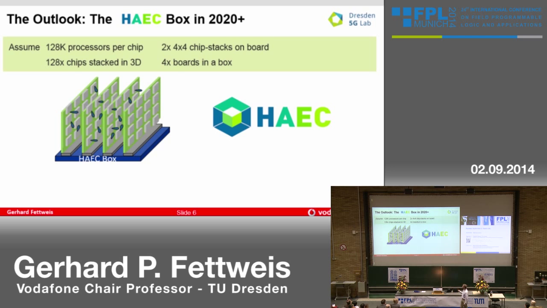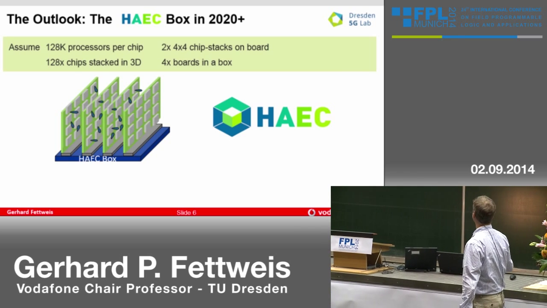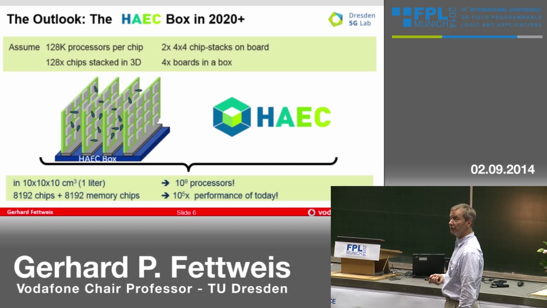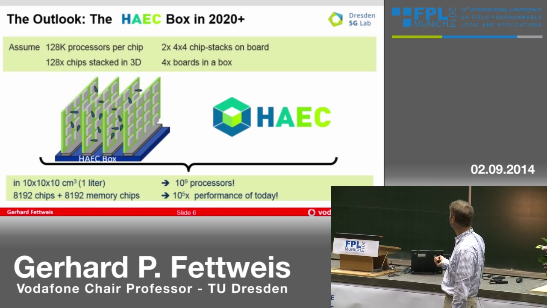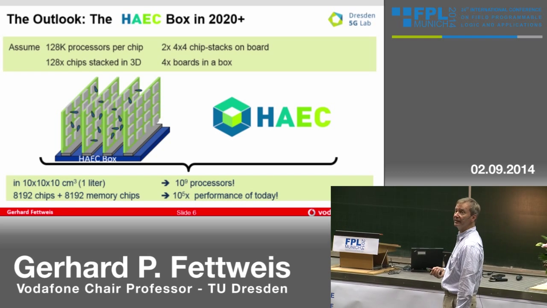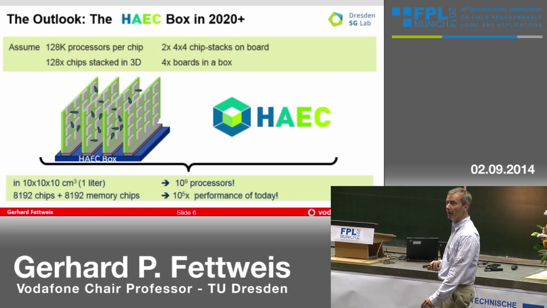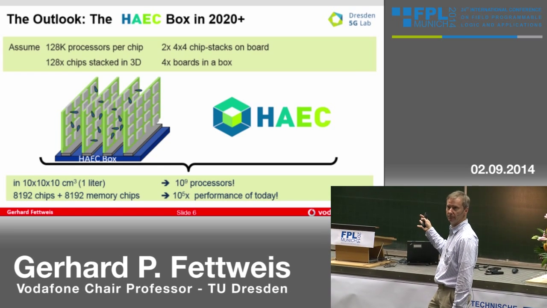Then we have an array of cores, which, by the way, fits into 1 liter volume and is about 16,000 chips, 8,000 processors, 8,000 memory chips, 1 billion cores. This is an exascale computer in a liter volume. That's what our research project is about. And we truly believe this is going to be feasible.